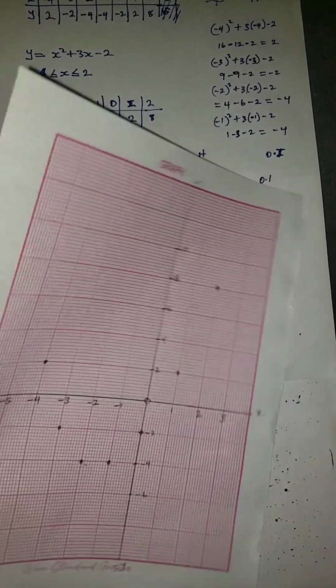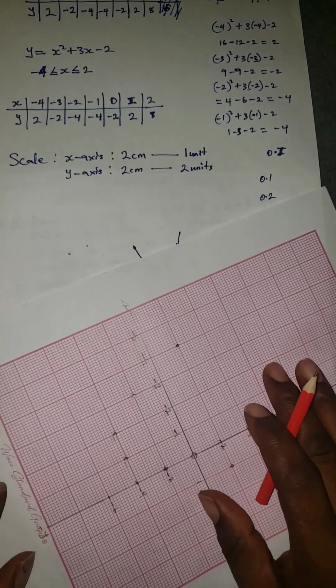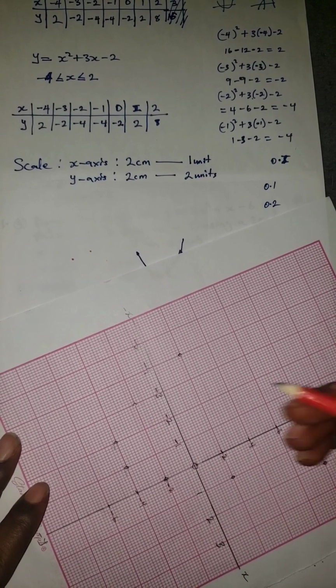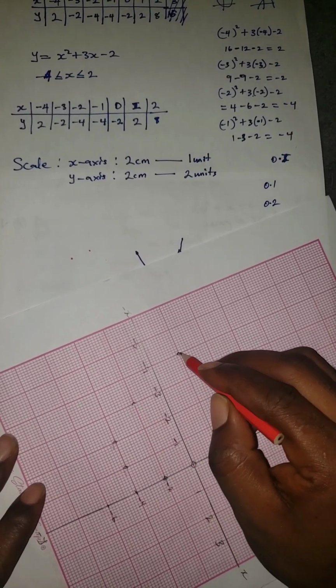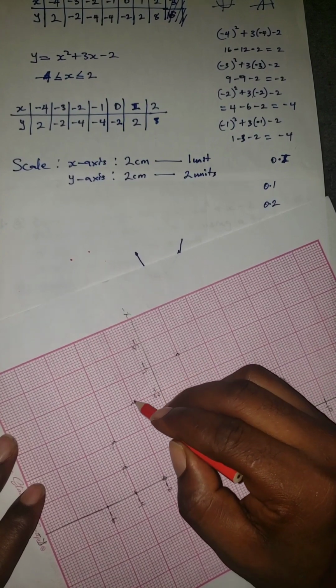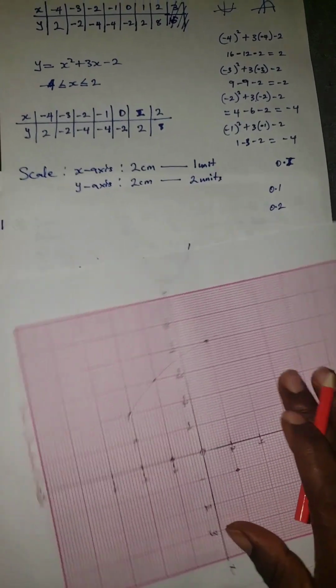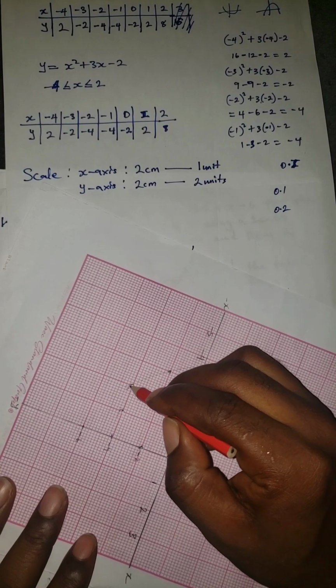Okay, so let us join our points now. Like I said before, keep my hand inside the curve, so I take it very faint, and try to connect all the points.